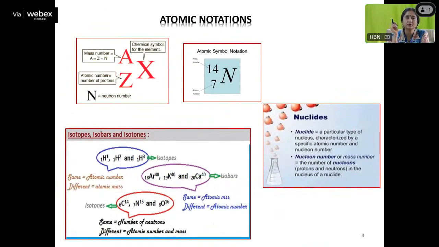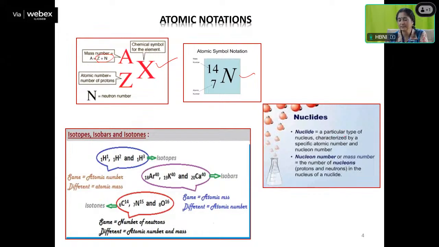Before going to the neutron activation analysis, we must know these things, and I am very well aware that you must be knowing these things. This is the general notation of an element, where X is the chemical symbol for the element, A is the mass number, which is nothing but the proton number plus neutron number, and Z is the atomic number or number of protons. For example, this is nitrogen 7 and 14.